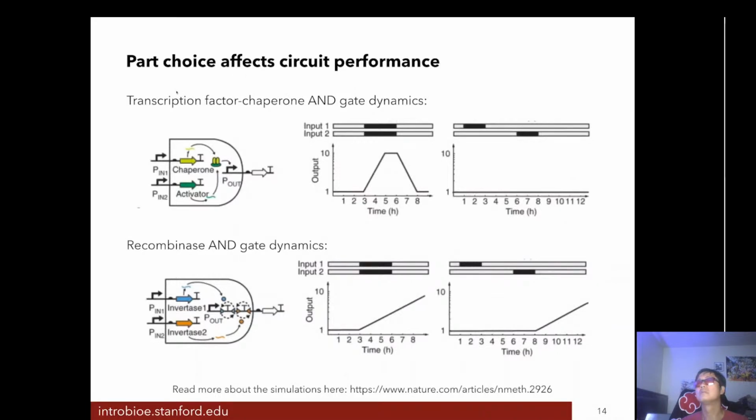So I showed you a couple of different types of AND gates, one of which was built with transcription factors and chaperones. And in this case, the AND gate that gets built is very sensitive to changes in both the chaperone and activator expression levels. And so what do I mean by that? Well, it responds dynamically to changes in these things.